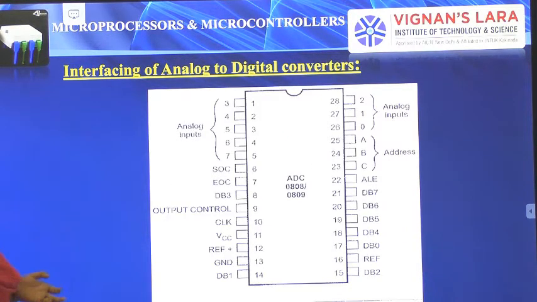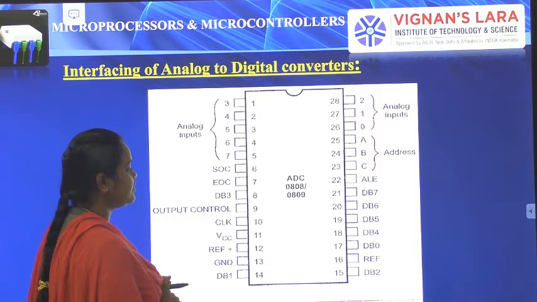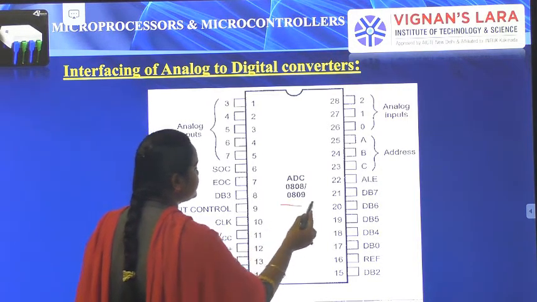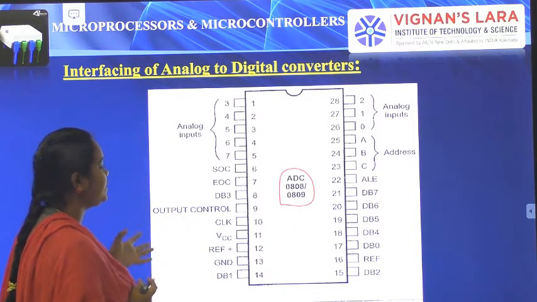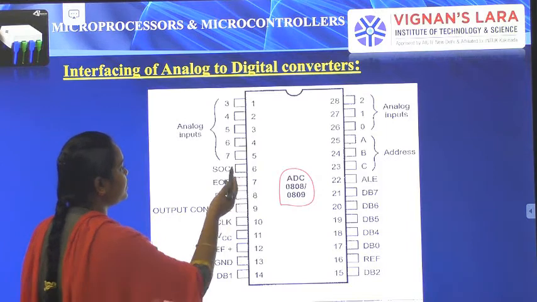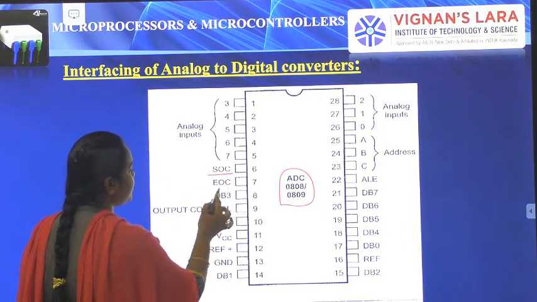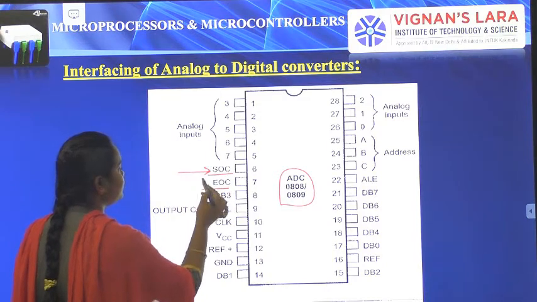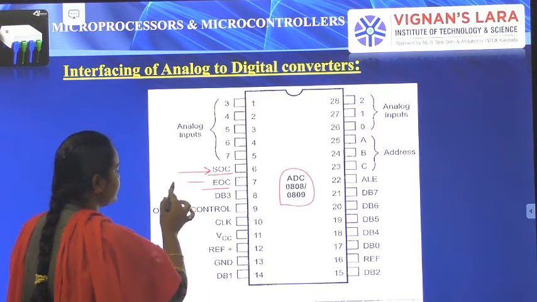This is the interfacing of an analog to digital converter. See here, we have an analog to digital converter with 28 pins. This is the ADC 0808 or 0809. So we have 8 inputs, 0, 1, 2, 3 up to 7, and the start of conversion and end of conversion. Whenever we are going to start the conversion, we use the 6th pin, and the end of conversion is the 7th pin.